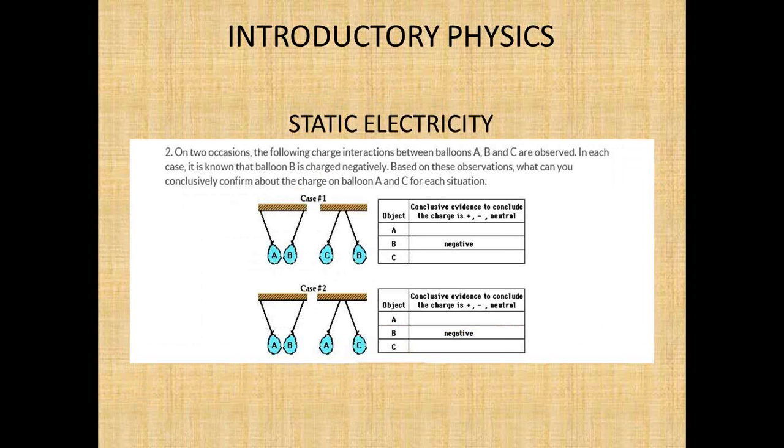So C cannot be neutral because neutral objects do not repel anything. Neutral objects always attract. So C has to be positive. That's the only way it's going to repel A. And A cannot be neutral because neutral objects never repel anything. So A has to be positive and C has to be positive. Okay? So you just have to look at the scenario and work it out.